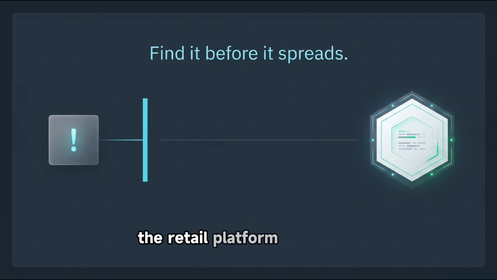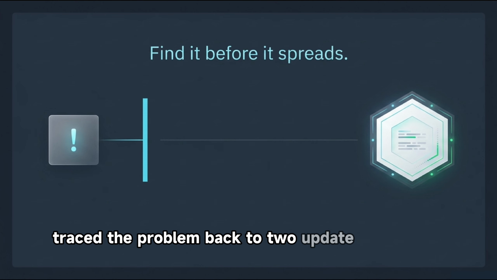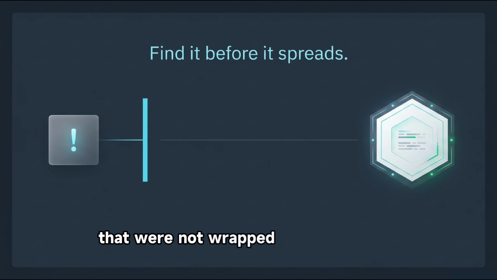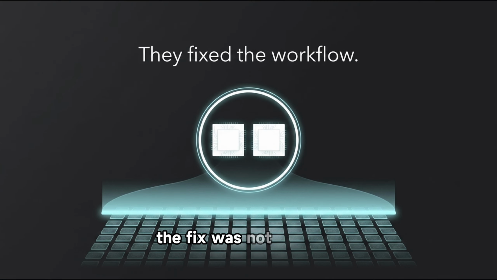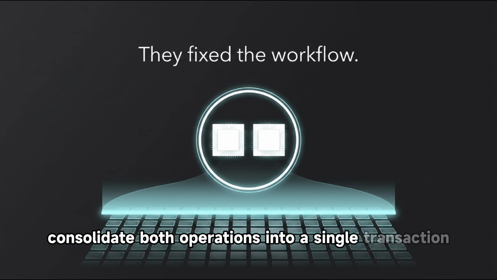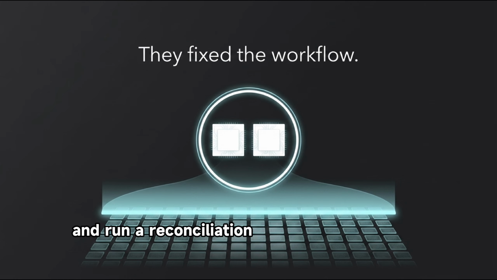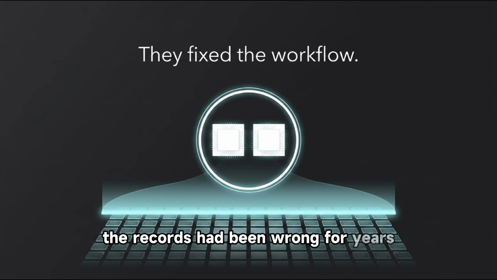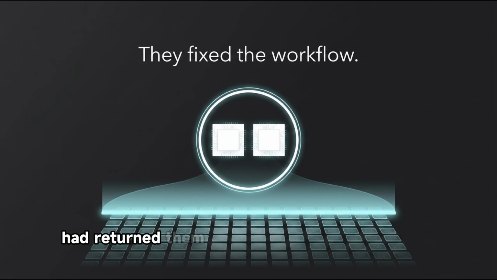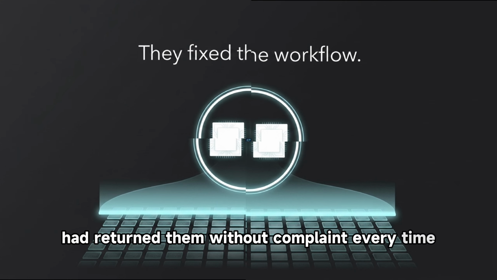The retail platform from 2017 traced the problem back to 2 update statements that were not wrapped in a transaction. Line items were updating. The total recalculation was not always running when it should. The fix was not complex. Consolidate both operations into a single transaction and run a reconciliation job over the affected records. The records had been wrong for years. The database had returned them without complaint every time.